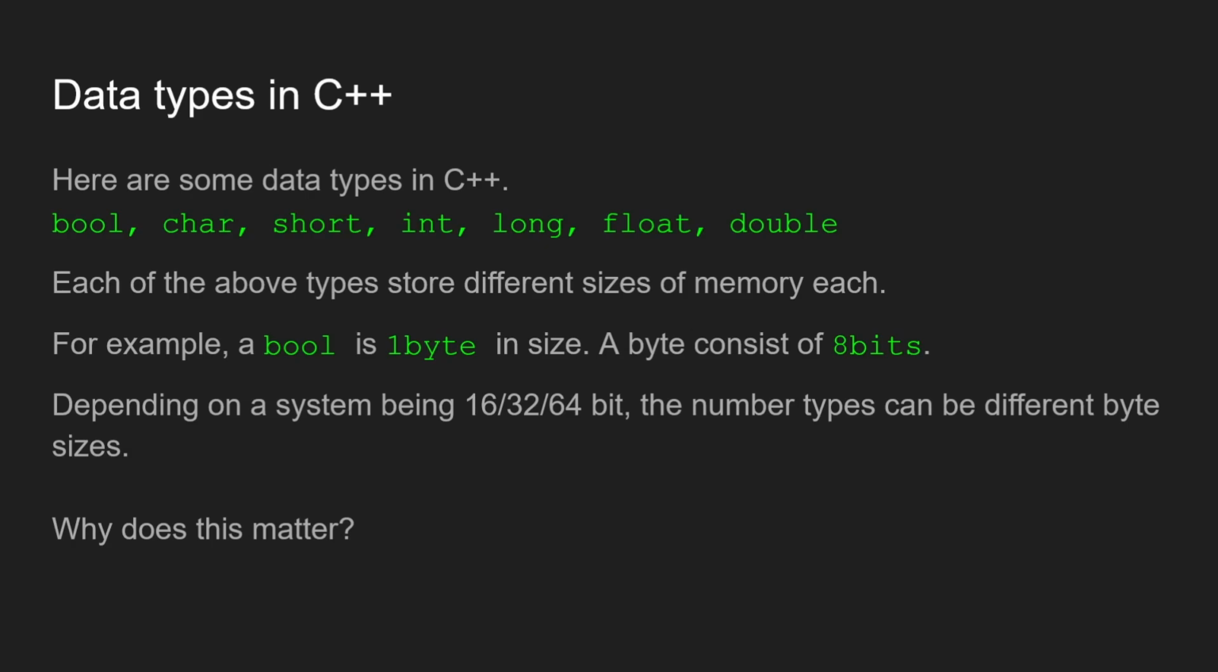Each of the above types stores different amounts of memory. So for example, a bool is 1 byte in size and a byte is only 8 bits, and each bit only holds true and false, so 1 and 0. Or not, they don't hold true and false, but they do hold 1 and 0. It's binary information. Depending on your system, your system could be a 32 or 64-bit. I don't know if I've ever seen a 16-bit computer, because I'm young, maybe a calculator. Depending on the system, it will change how some of these values react.